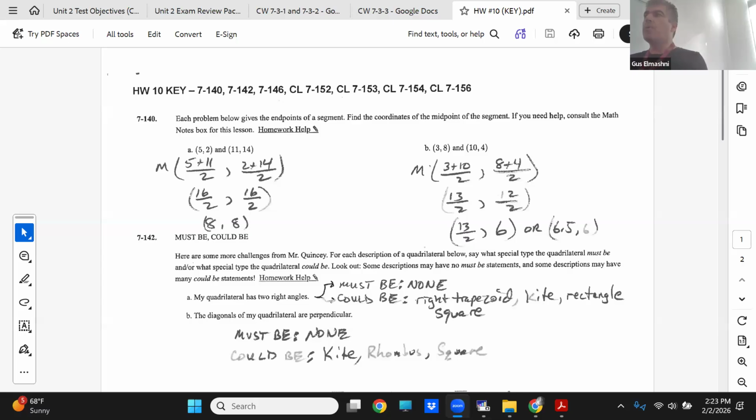Cool. All right, so homework review. Let's talk about that first. I'll just scan through it. It's pretty short. So 7140 is midpoint. Define midpoint, just average the X and Y's, not that hard. So that's A and B.